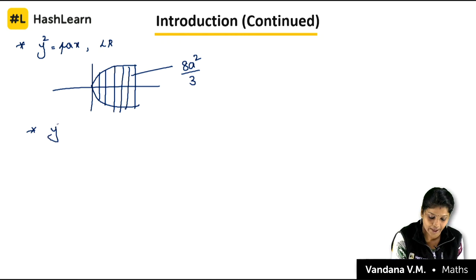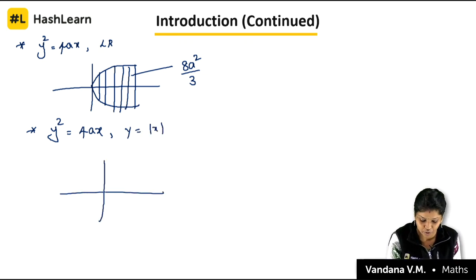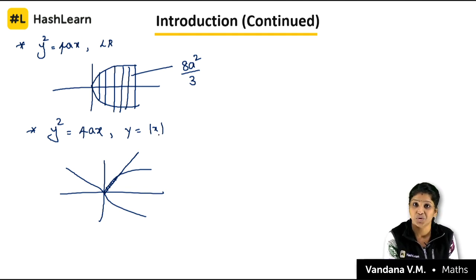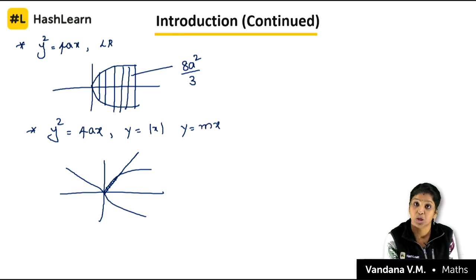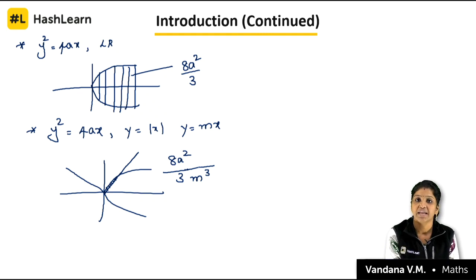If you have a parabola, y square is equal to 4ax, and a line equation like y is equal to mod x. So how will I get it? y square is equal to 4ax and the modulus function. I want only this. So for this, usually remember it is in the form of y is equal to mx. Slope I will get. So same formula, 8a square by 3, but I will divide by the slope, that is m cube. 8a square by 3m cube.